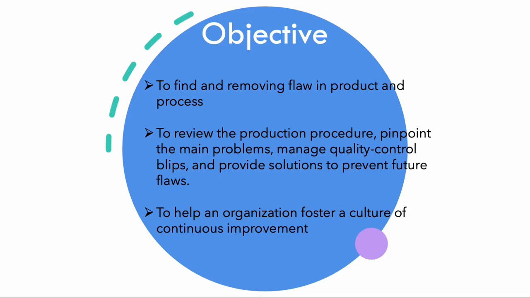Next, we go to our objective. Our objective is to find and remove flaws in product and process. Second, we review the production procedure, pinpoint the main problems, manage quality control blips, and provide solutions to prevent future flaws. Lastly, we help an organization foster a culture of continuous improvement.